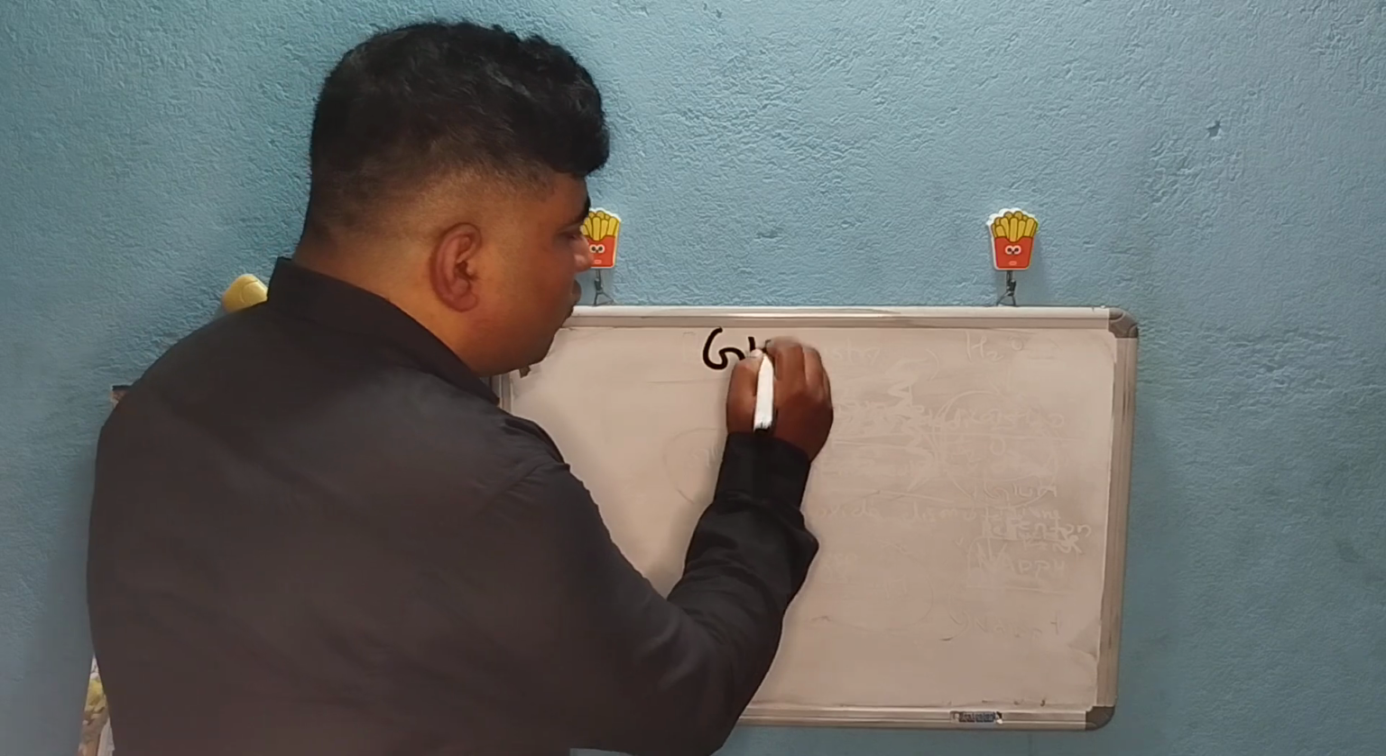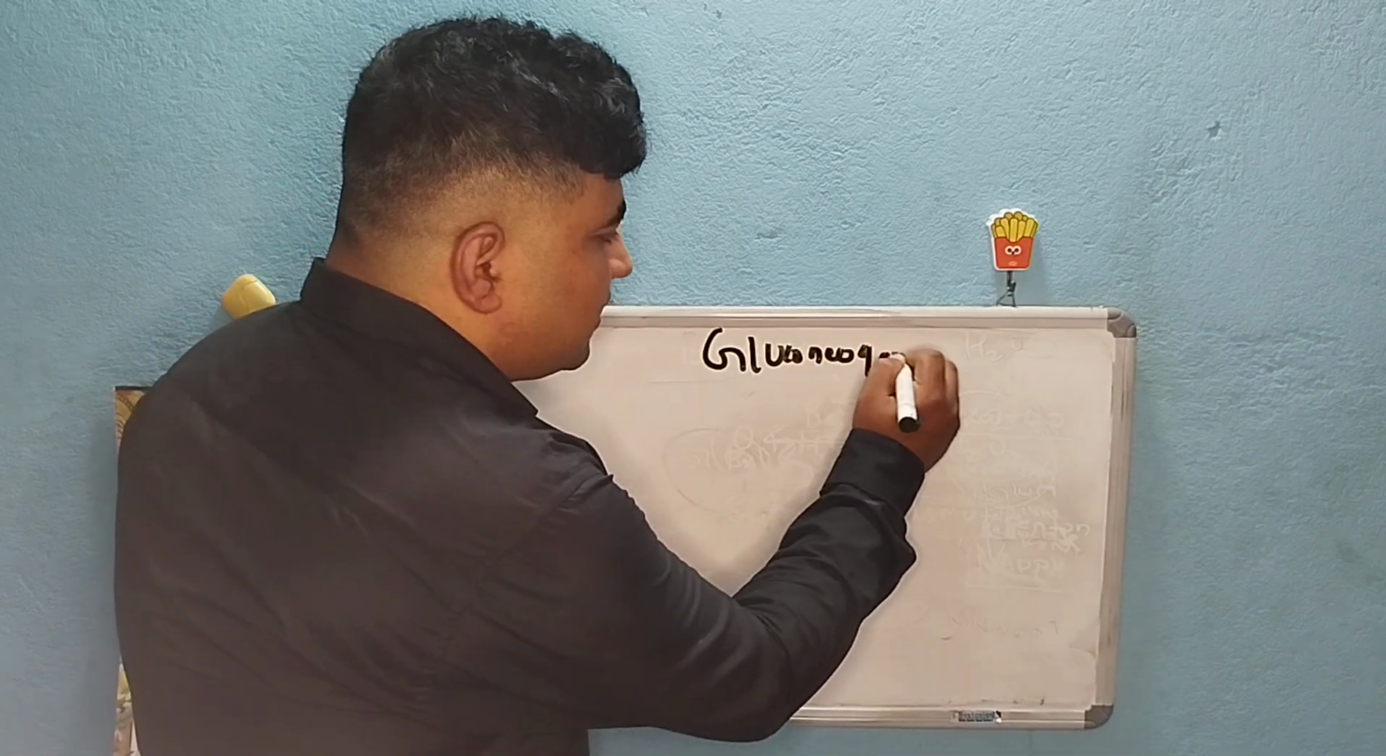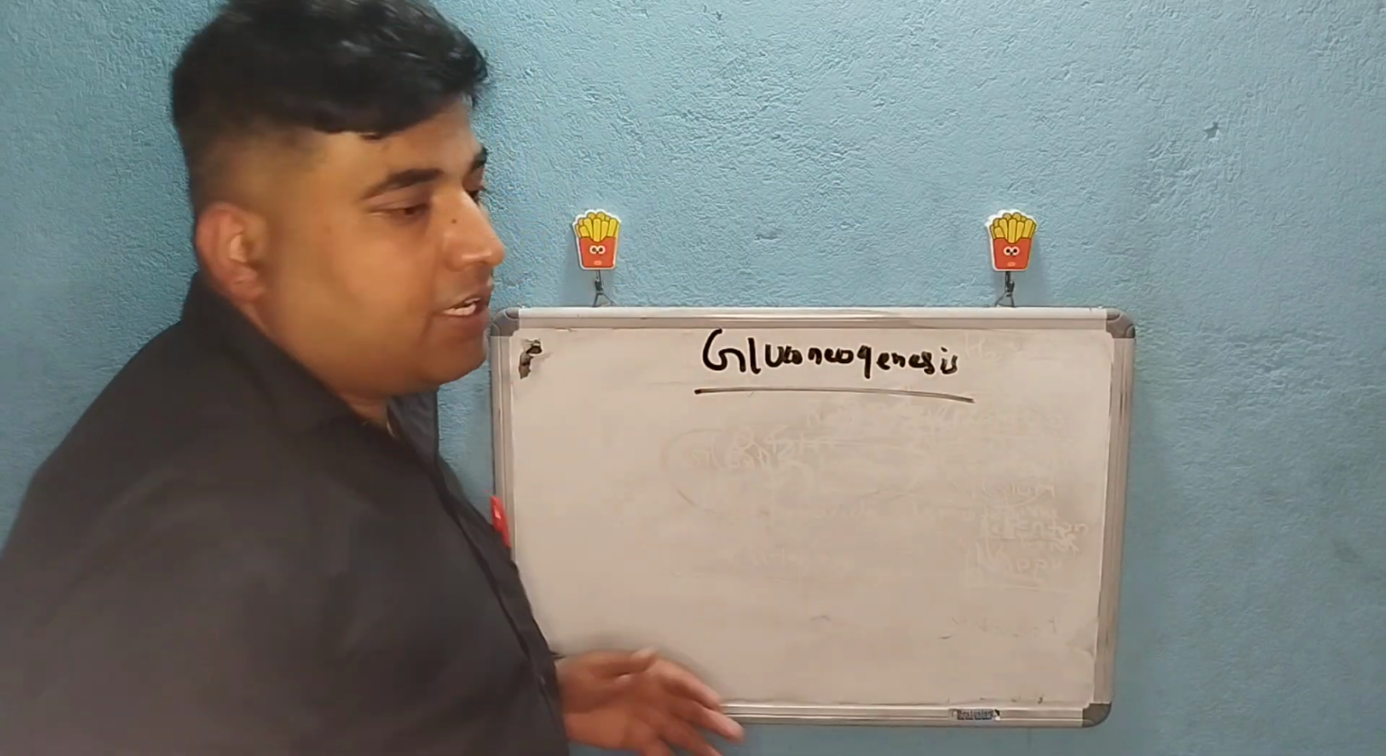Hello friends, in this video I'll be talking about gluconeogenesis, the malate shuttle in gluconeogenesis. Before going on to the malate shuttle, I'd first like to talk about gluconeogenesis. Gluconeogenesis is the process in which non-carbohydrate sources are utilized for the formation of carbohydrate compounds.